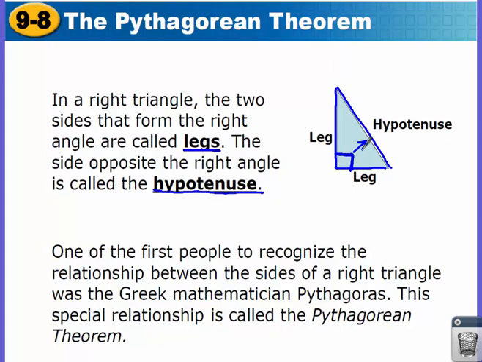Now, one of the first people to recognize the relationship between the sides of a right triangle was a guy named Pythagoras. He was kind of a strange dude, but that's what his name was. This special relationship is called the Pythagorean theorem. He may not have actually come up with the theorem himself, but he and his people, the Pythagoreans, did, and they were mathematicians.